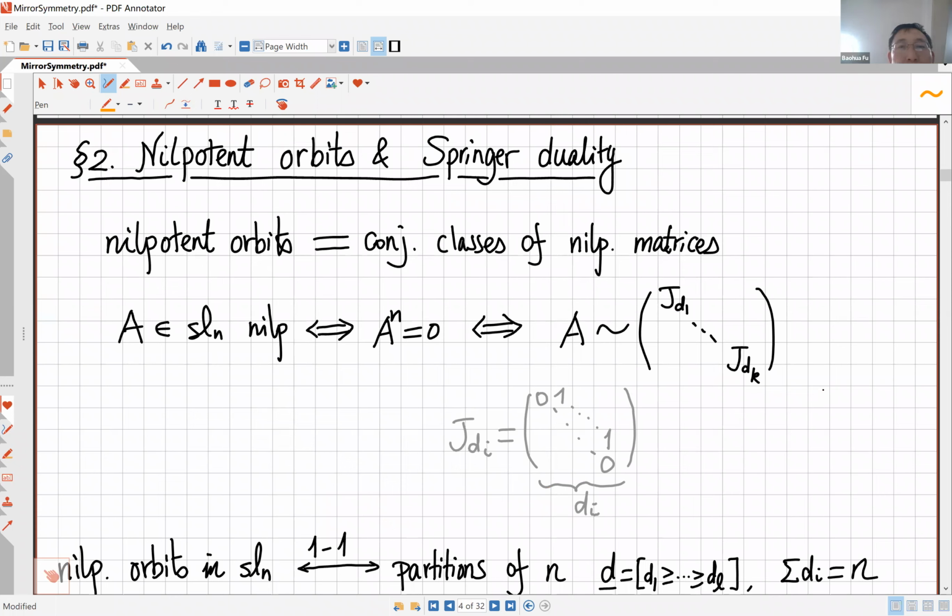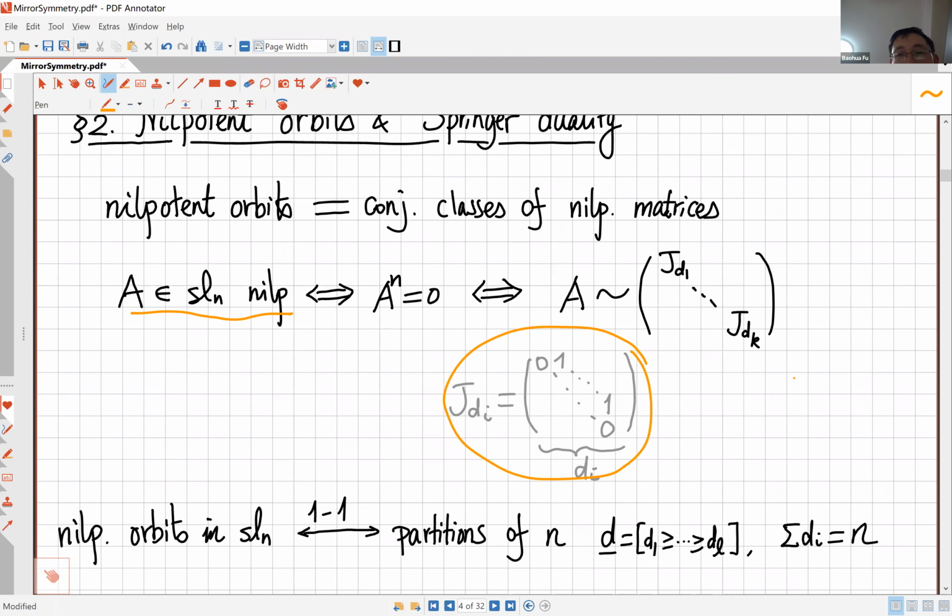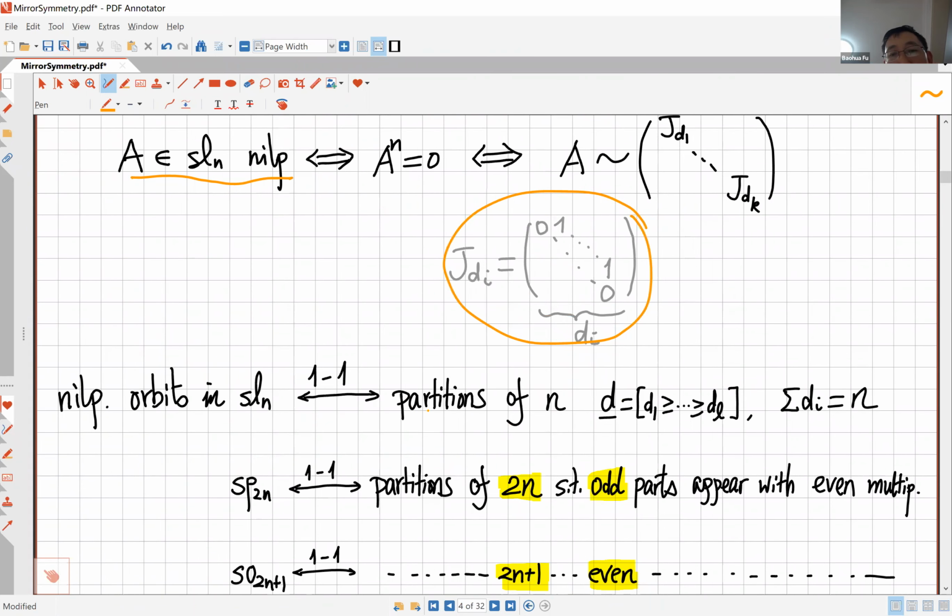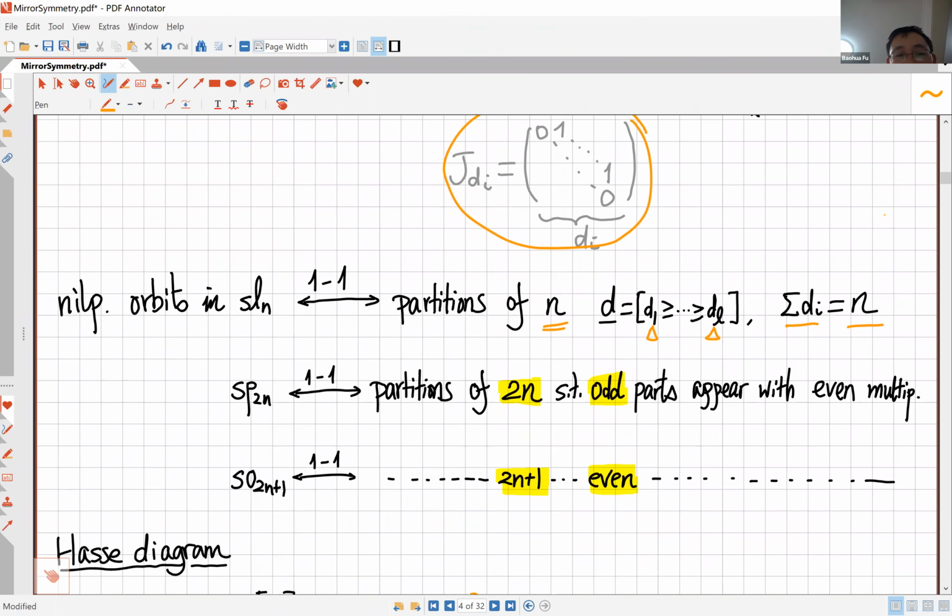For nilpotent orbits, these are just conjugacy classes of nilpotent matrices. For example, in type A, a matrix is nilpotent if and only if its nth power is zero, or equivalently, it's conjugate to some standard Jordan blocks. Each Jordan block is of this type. Nilpotent means the diagonal entries are just zeros. In particular, these conjugacy classes are in one-to-one correspondence with partitions of n. So a partition is d_1 ≥ d_2 ≥ ... ≥ d_l, and the sum of these is just n. In the same way, you can describe all nilpotent orbits in type C and also type B. They are given by partitions, as you can imagine, but there are some restrictions on the partitions.